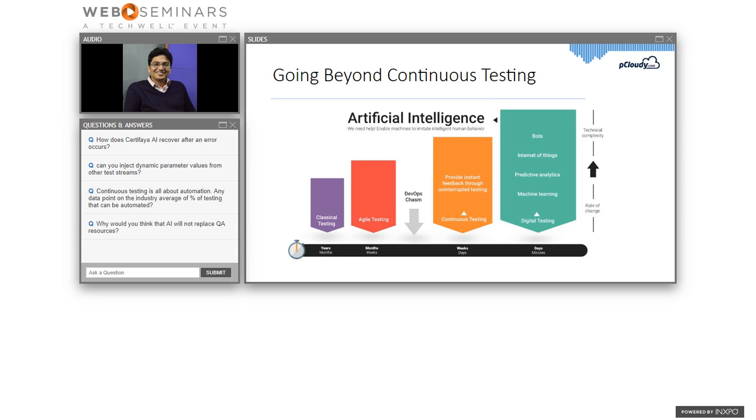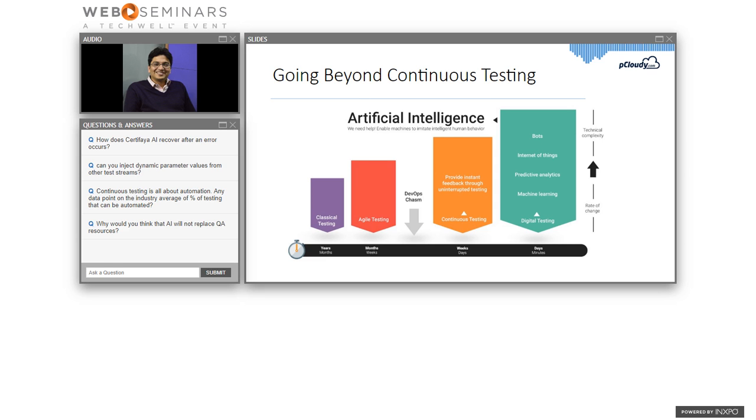So we have seen the journey so far. We talked about DevOps practices and the use of continuous testing, and it's been quite a journey for organizations to move from classical testing to agile and then DevOps. But what next? Where is the future heading? DevOps practices have already improved the speed of delivery, but can we speed it up further is the question. And that is where AI comes into play.